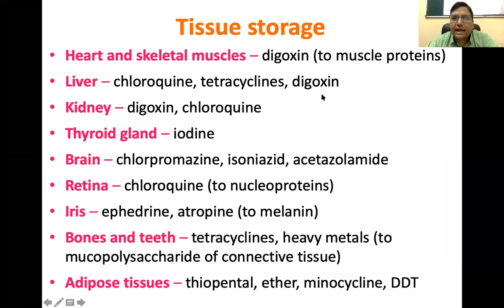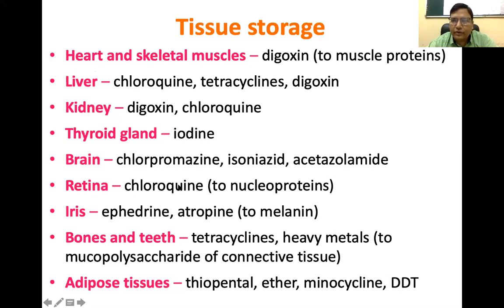Drugs like digoxin have affinity for muscle protein, so get distributed into the heart or the skeletal muscles. Chloroquine and tetracycline have a propensity to get stored in the liver. In the kidney, it is digoxin. In the thyroid, it is iodine. In the brain, it is chlorpromazine and isoniazid. Chloroquine has affinity for the nucleoprotein, so it is distributed to the retina.